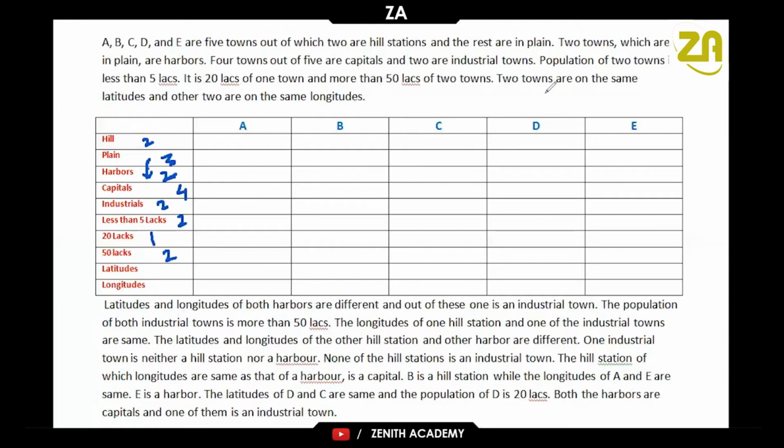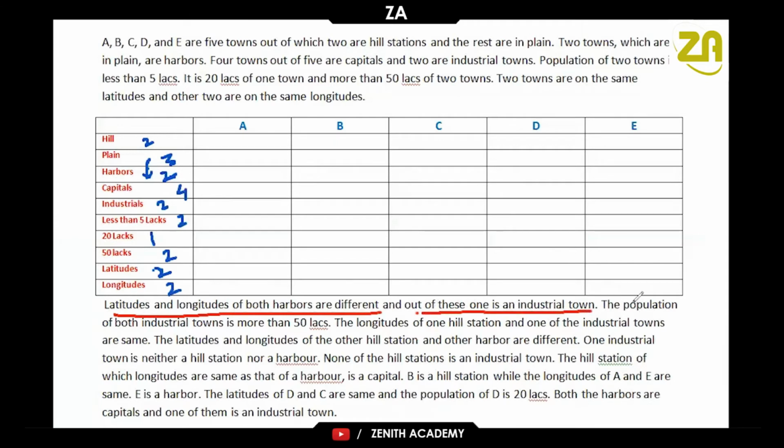Two towns are on the same latitudes, and two on the same longitudes. Now look here. Latitude and the longitude of both harbors are different. So it is an indirect information. And out of these, one is an industrial town. Again, it is also an indirect information. Directly, you cannot point out which one is the industrial town.